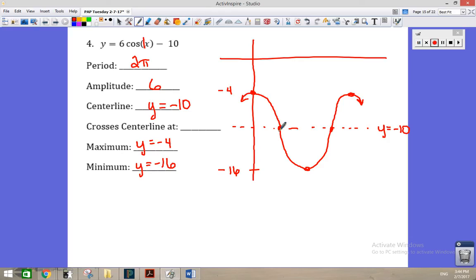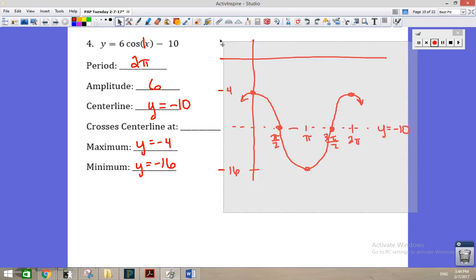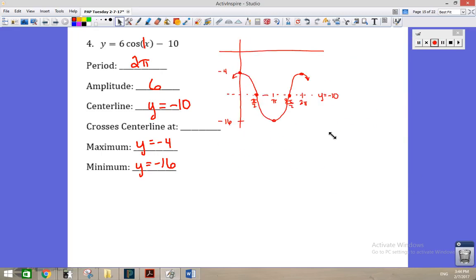It's intersecting the center line here and here. Well, this is 2 pi, and it's symmetric, so this is pi, half of 2 pi, and this is pi over 2, and this is 3 pi over 2. So it's crossing the center line at pi over 2 and at 3 pi over 2.